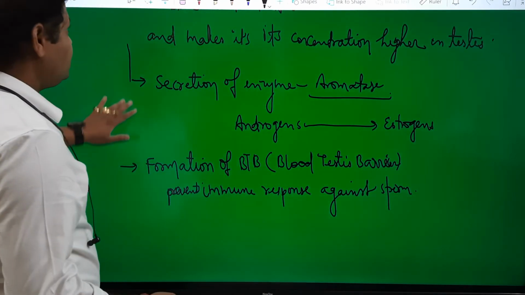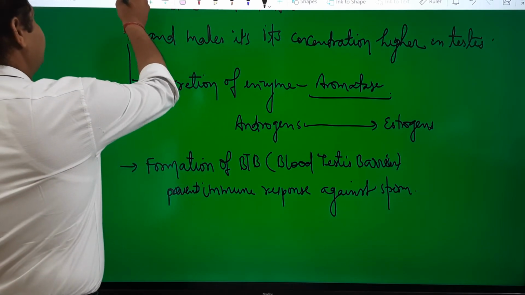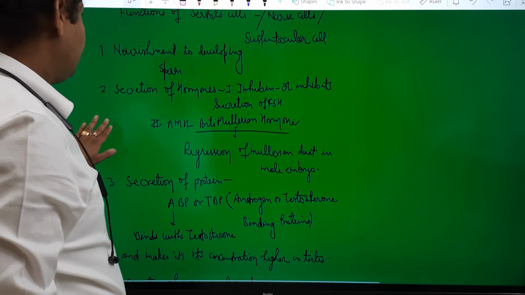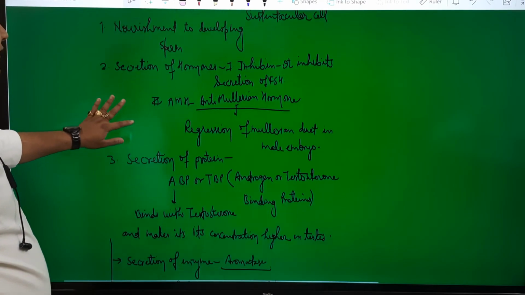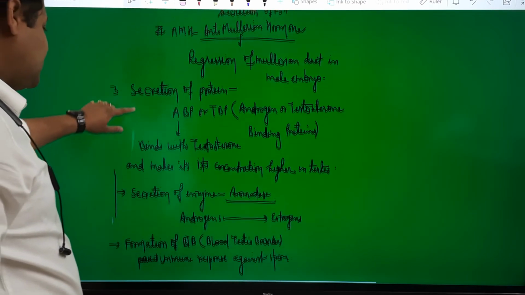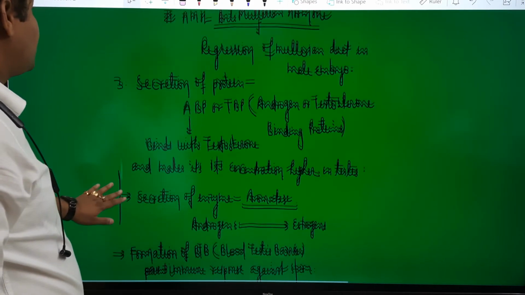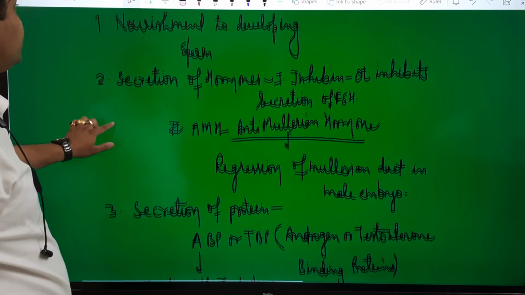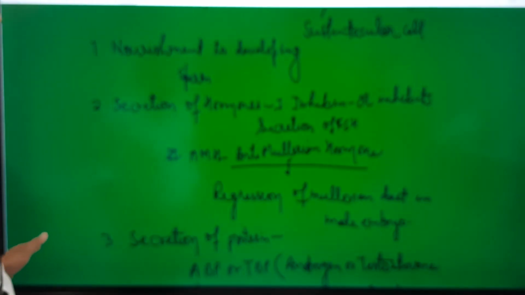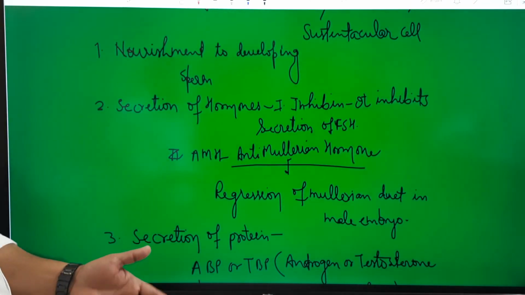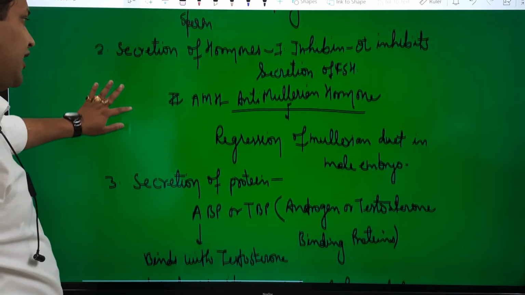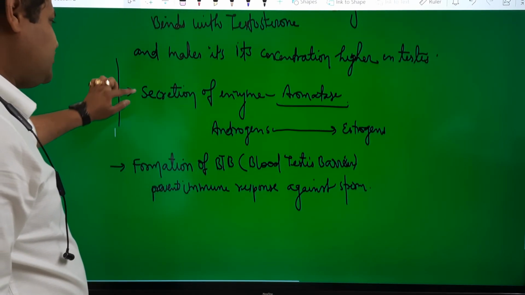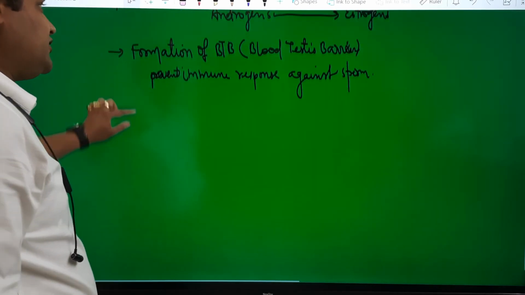Now these are the total functions of the Sertoli cell: nourishment to developing sperm, secretion of hormone inhibin, which inhibits only FSH, secretion of AMH, secretion of protein ABP, secretion of enzyme aromatase, and formation of BTB, the blood testis barrier.